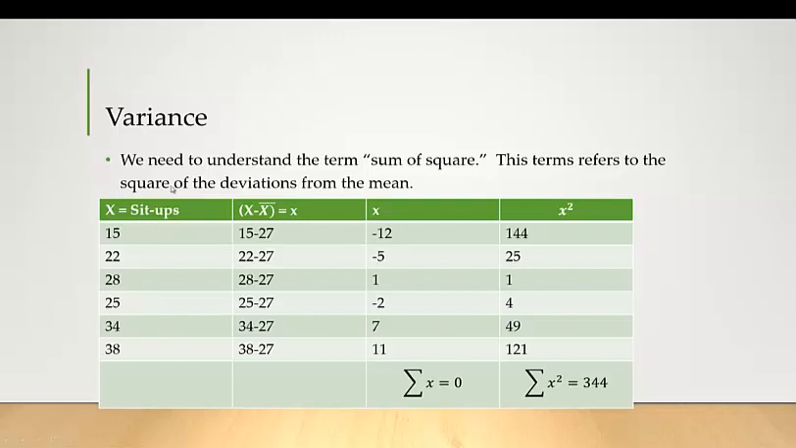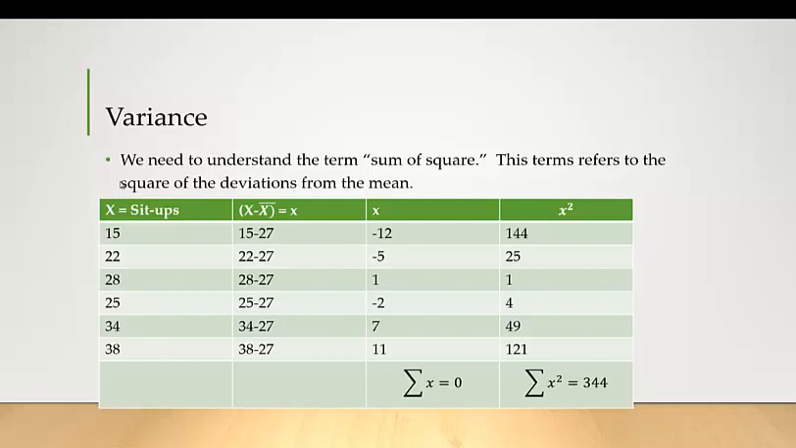Anyway, sum of squares. In order to understand variance, we've got to start with that sum of squares. Now variance is really telling us how different our numbers are from each other. That's what variance means. How different are the data from each other that we're using?